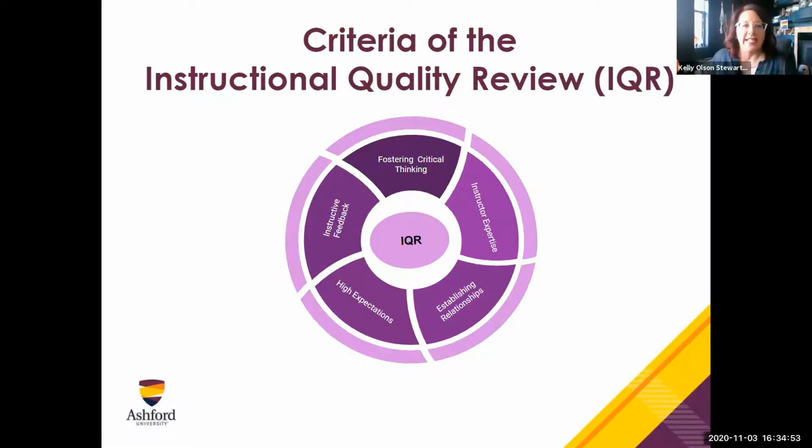Our main tool is the Instructional Quality Review rubric, which includes the 5 areas of focus, which every instructor is evaluated using, including ourselves. And these areas are fostering critical thinking, instructor expertise, establishing relationships, high expectations, and instructive feedback. These areas are all focused on during mentoring of our associate faculty, and you'll hear about the specific growth of each of these areas. Our ongoing work is around alignment and calibration of these components while collaborating to ensure consistency and clarity.